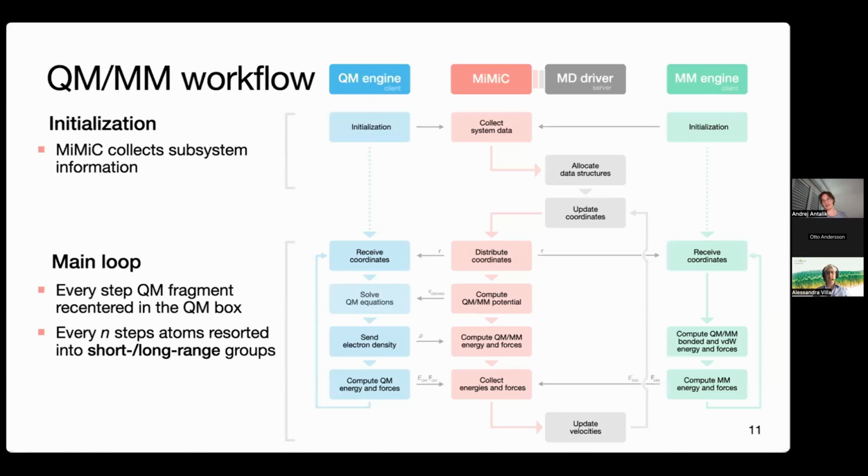And since in the short range, long range scheme, we're using a distance criterion for putting the atoms in either the short range or long range groups, and everything's moving, every now and then, which is again a user specified parameter, you tell MiMiC to resort the atoms so that the approximation we're making is still valid.